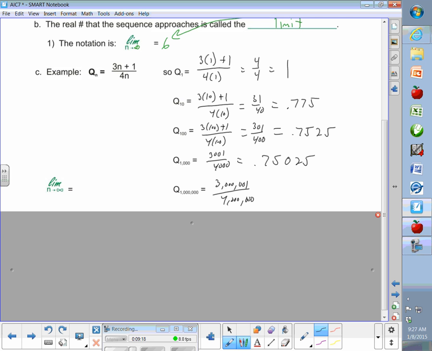3,000,001 divided by 4 million. I need somebody to answer that has not answered yet. So volunteer, or I'm going to call on you. Somebody that hasn't answered a question yet, raise your hand and give me what that decimal is. 3,000,001 over 4 million. Quinn? 0.7500025. Okay.